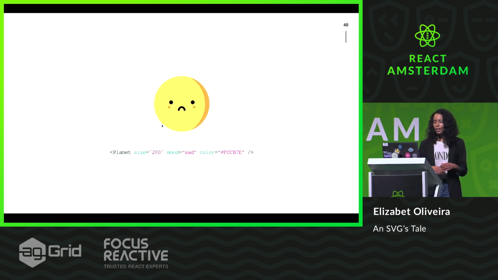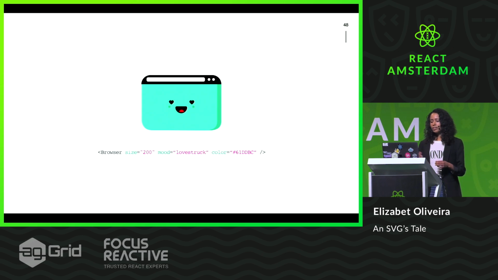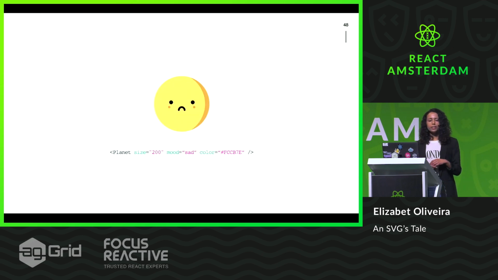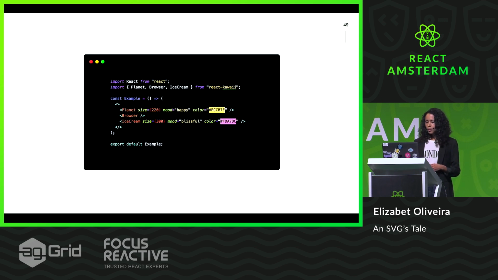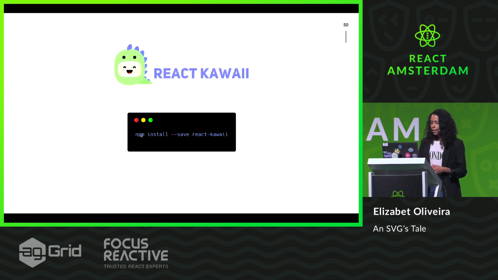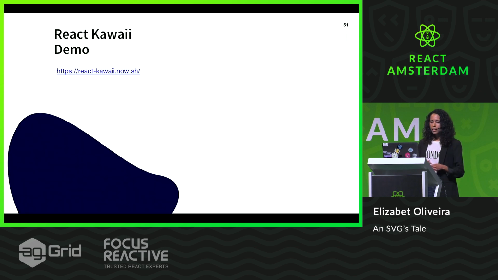And then in the end, you can have something like this, where you just say, okay, I want this planet with this color, and this size, and this mood. And this is how you can call the component. And you can do this for your own illustrations. And then I decided to move this library to NPM. And you can install it, it's just npm install, and that's it. And now let's see it.